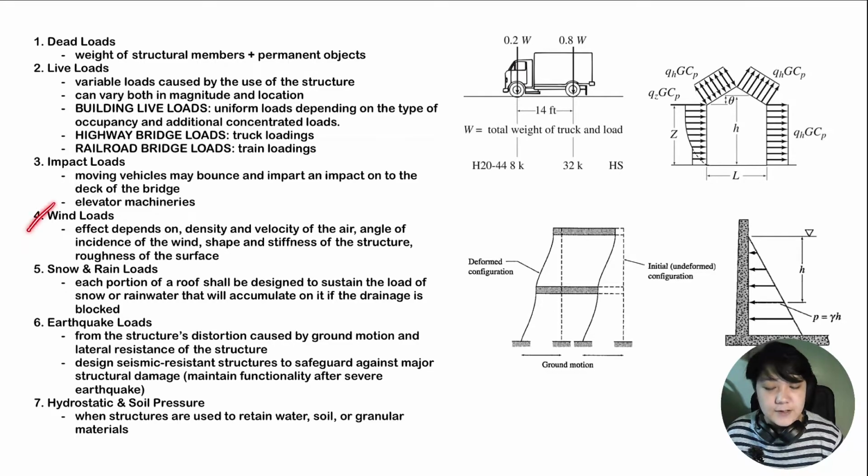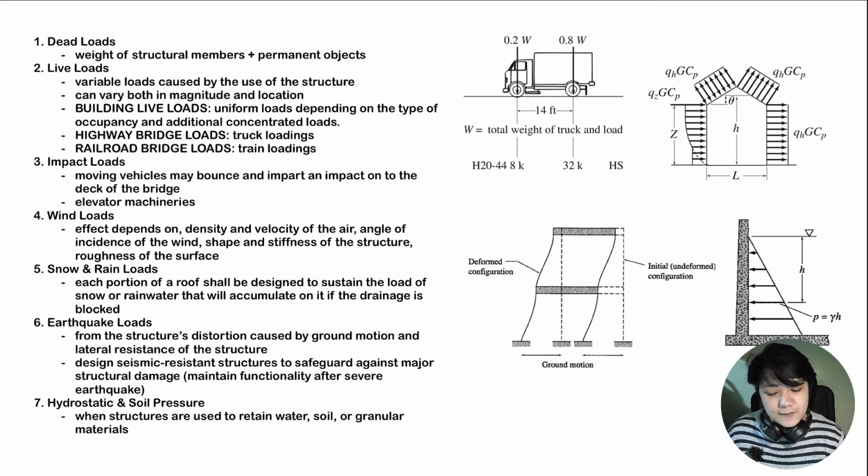The fourth type is your wind loads. So this effect depends on the density and velocity of the air, angle of incidence of the wind, shape and stiffness of the structure, and then the roughness of our surface. An example of this one is in this figure.